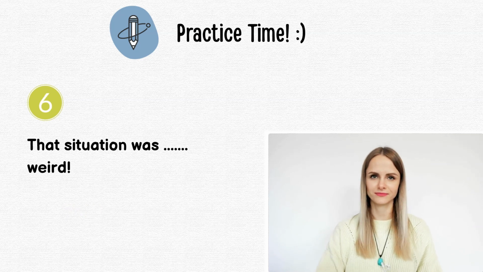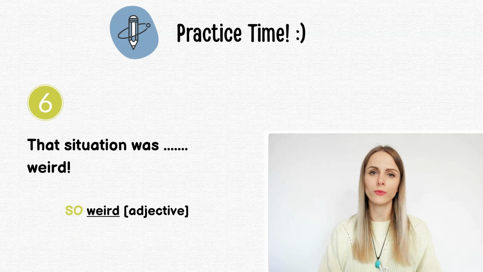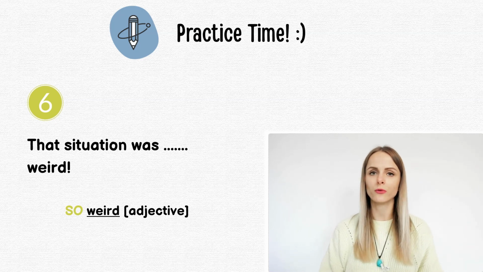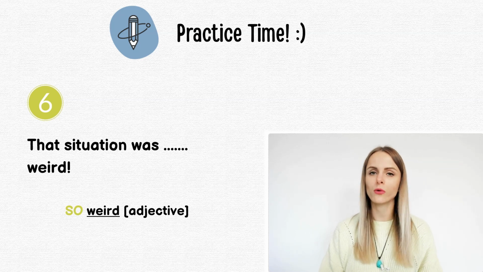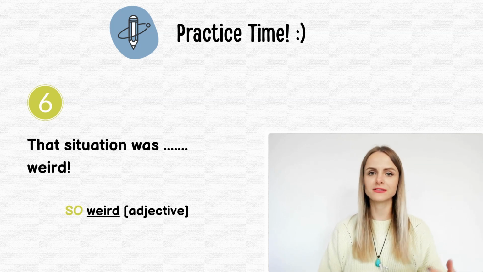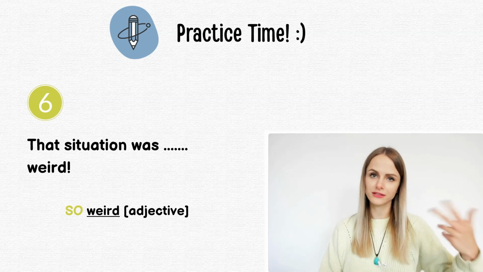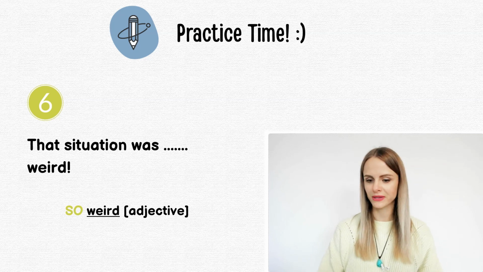Number 6. You know, that situation was so weird. Weird, it's like strange. Of course, in the American variety, you could just say weird. And in the British variety, that would be like weird. Weird, okay? So you can practice both options. However, that situation was so weird, weird, strange. It's an adjective, so we simply use so. Number 7.